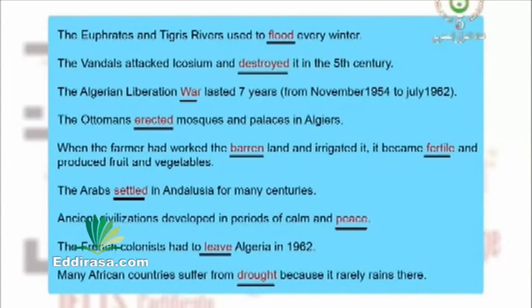When the farmer had worked the barren land and irrigated it, it became fertile and produced fruit and vegetables. The Arabs settled in Andalusia for many centuries. Ancient civilizations developed in periods of calm and peace. The French colonists had to leave Algeria in 1962. Many African countries suffer from drought because it rarely rains there.